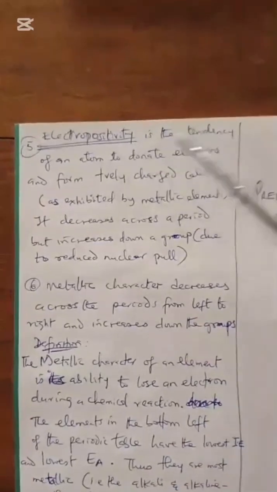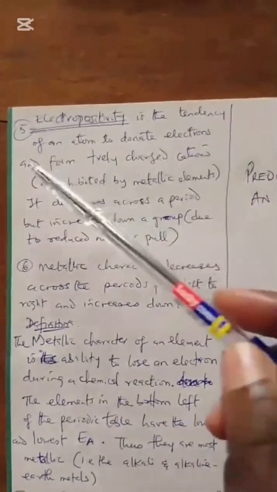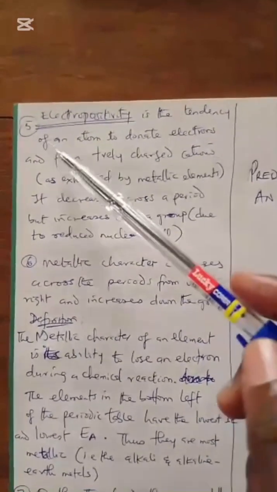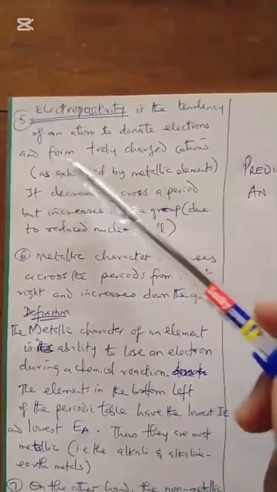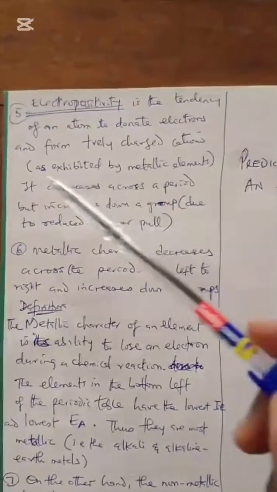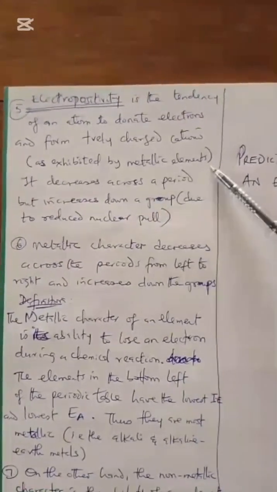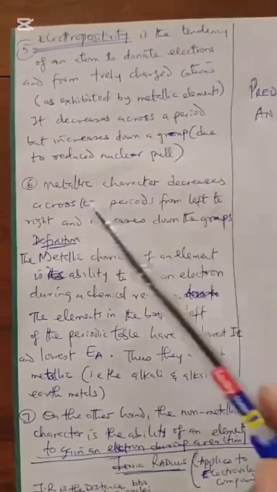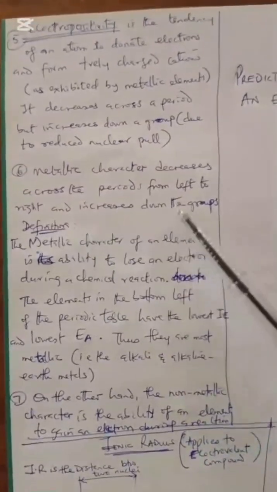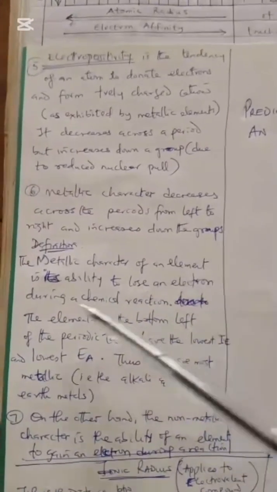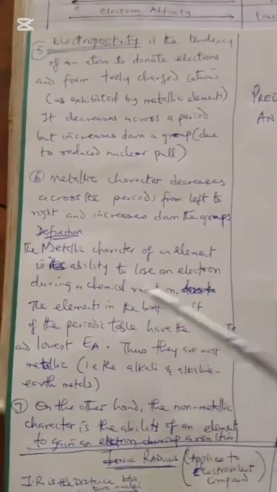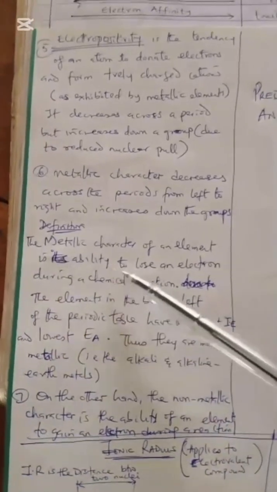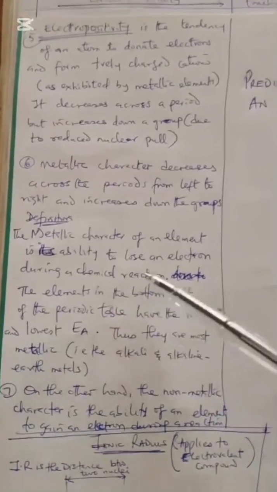Electropositivity is the tendency of an atom to donate electrons and form positively charged cations, and it's usually exhibited by metallic elements. Now this is very important. Metallic character decreases across the periods from left to right and increases down the groups. The metallic character of an element is its ability to lose an electron during a chemical reaction.